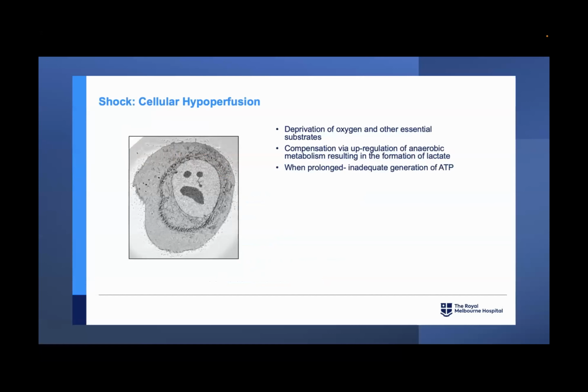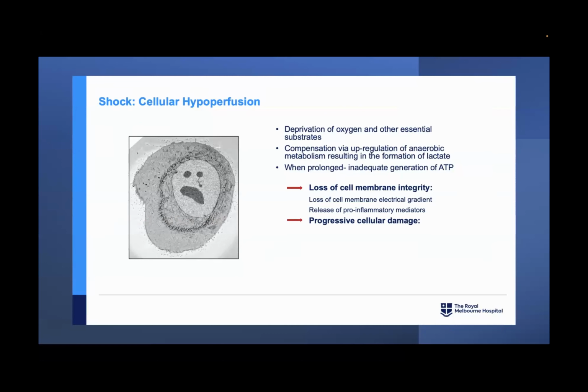The shock results in cellular hypoperfusion, and we do aim to look after the patient primarily at a cellular level. Cellular hypoperfusion deprives the cells of oxygen and other essential substrates. This is then compensated by an upregulation of anaerobic metabolism, resulting in the formation of lactate, and when prolonged, results in inadequate generation of ATP. This then leads to the loss of cell membrane integrity, resulting in a loss of the membrane gradient across the cell membrane and the release of pro-inflammatory mediators.